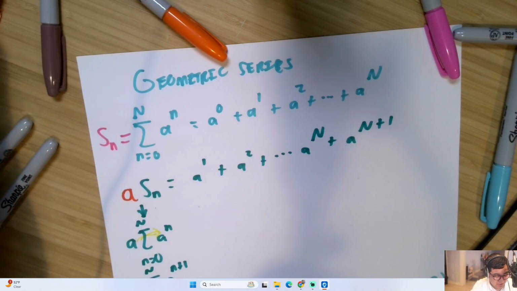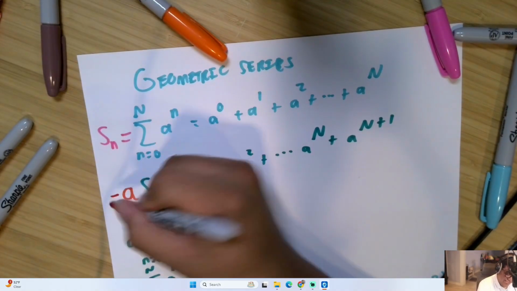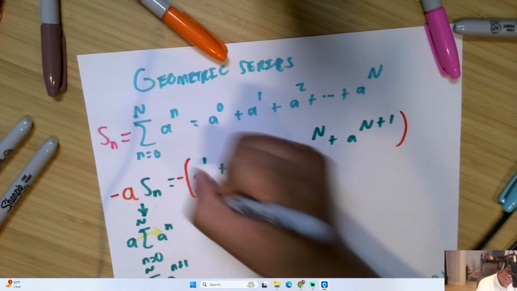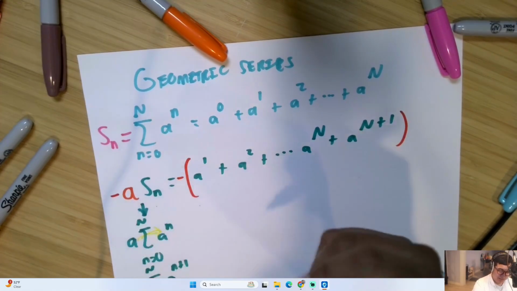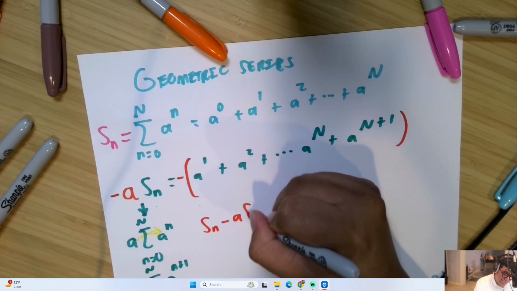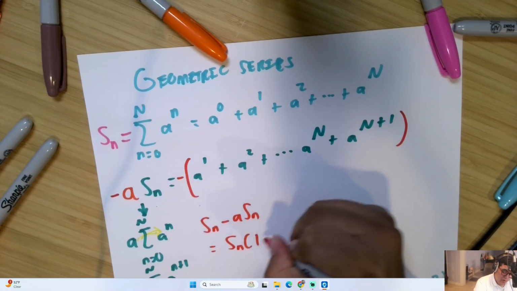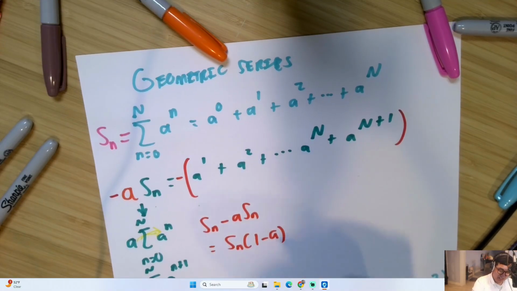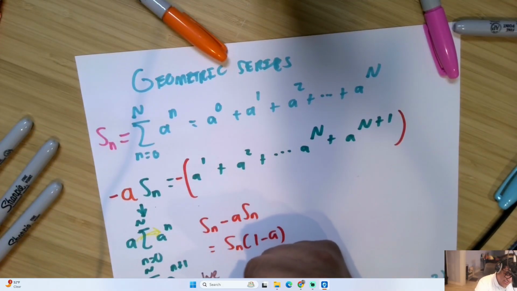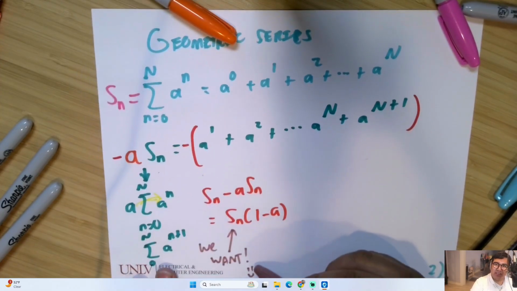So now let's get to the final part. All right, so the mathematicians say, we're gonna put a minus there, okay? Now we're gonna negate all these terms. So we're gonna put a minus sign right there, so we get the following condition: S of n minus A S of n, all right? Which can be rewritten as S of n times 1 minus A, all right? Got it? Because this is what we want.